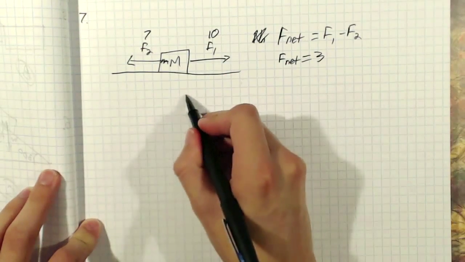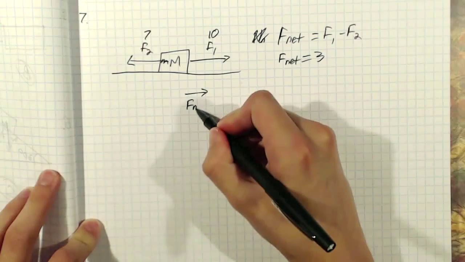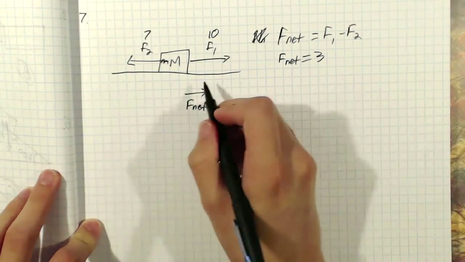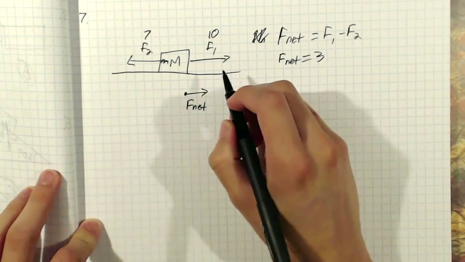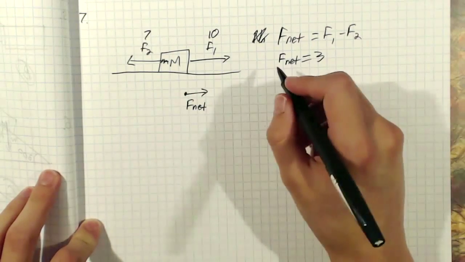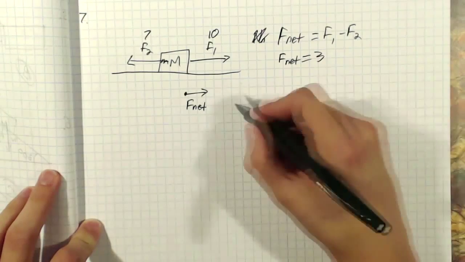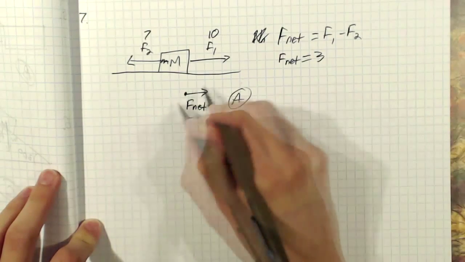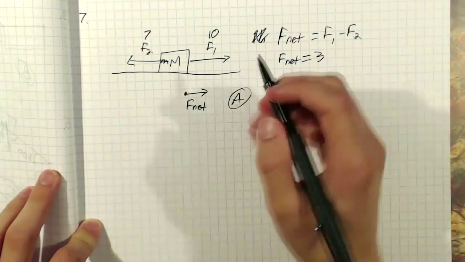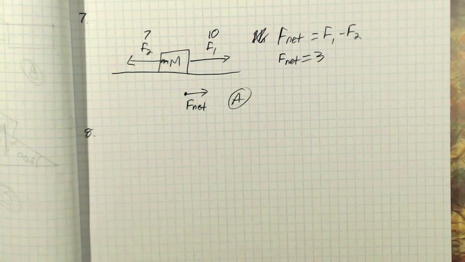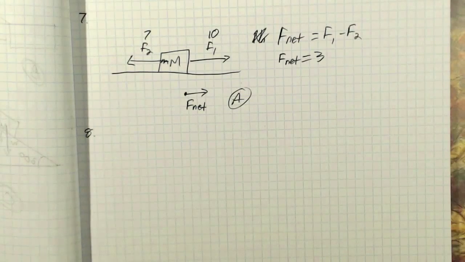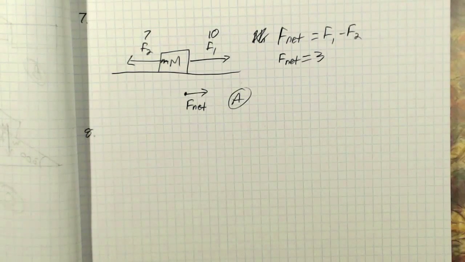And since our net force is moving in the same direction as F1, it's going to be accelerating in the direction of F1, which is going to be A. The box is accelerating in the direction of F1 because the net force is in the direction of F1. Next question is question 8, which says, the diagram below represents a car standing on a hill. Which vector best represents the weight of the car?